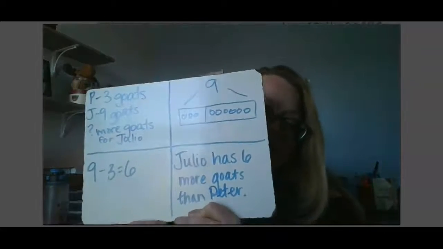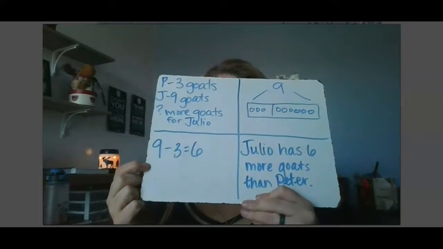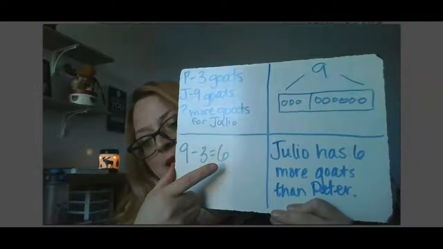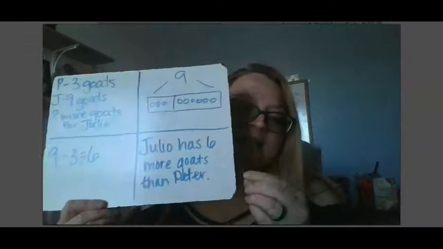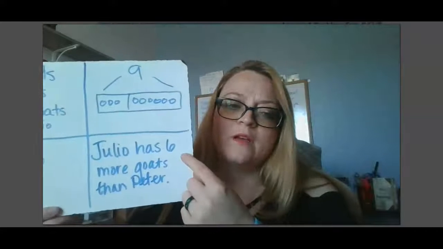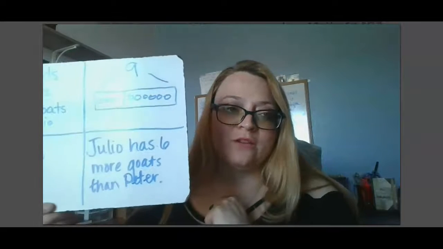Yeah, 6. So our number sentence, read it to me. 9 minus 3 equals 6. And then read me our sentence to answer the question. How many more goats does Julio have? Julio has 6 more goats than Peter.